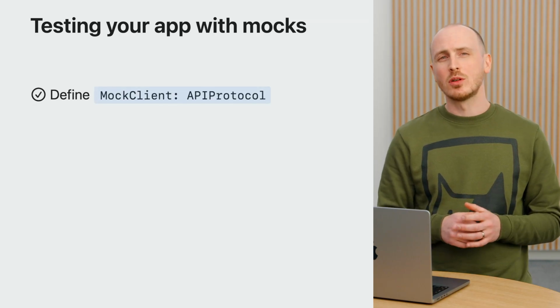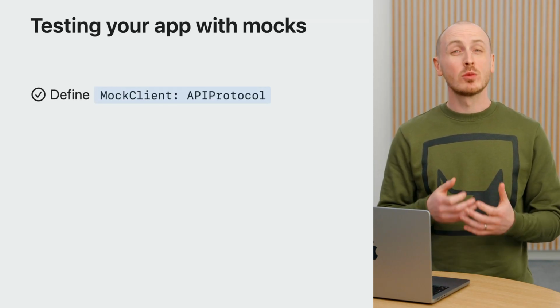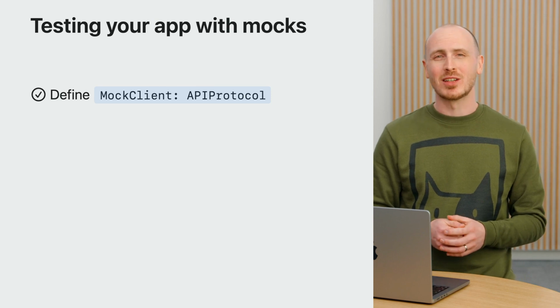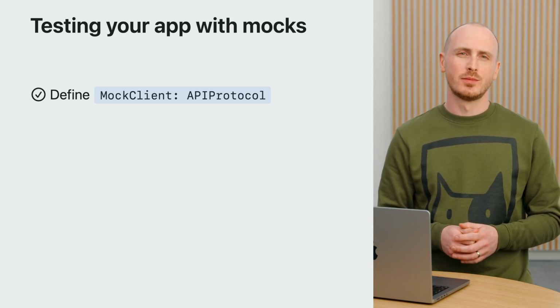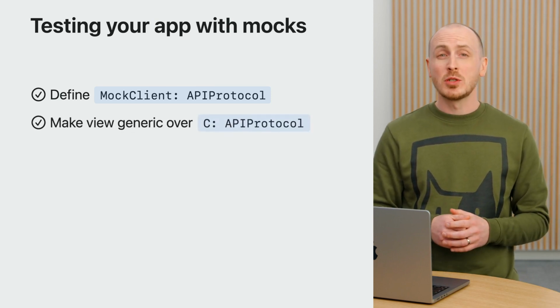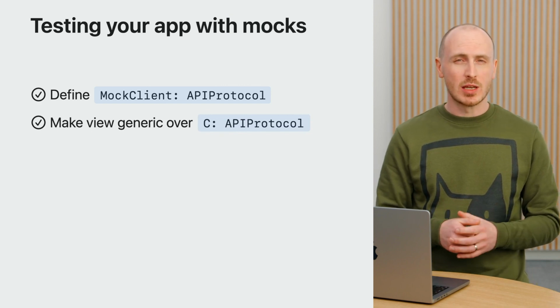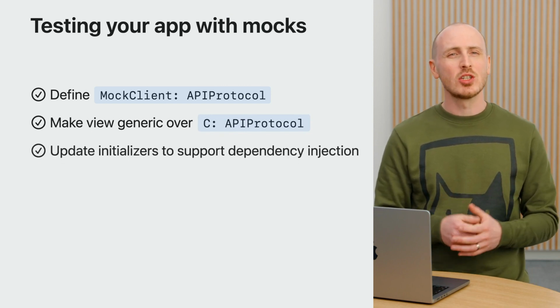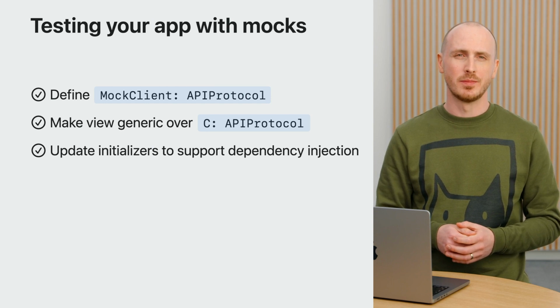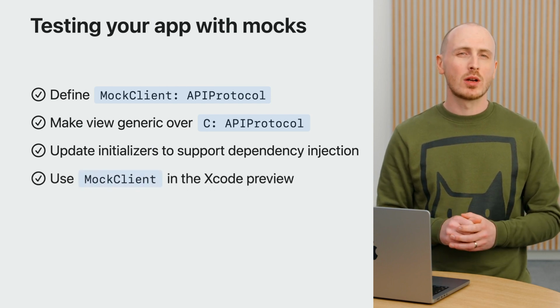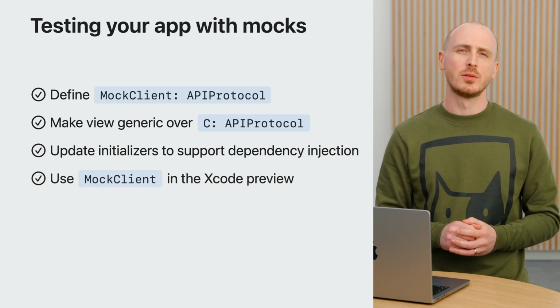The generated protocol is named APIProtocol, so we'll start by defining a new mock client type that adopts this protocol. Then we'll update our view to be generic over any type that conforms to APIProtocol, and update the initializers to support dependency injection. Then we'll use the mock client when previewing the UI in Xcode.